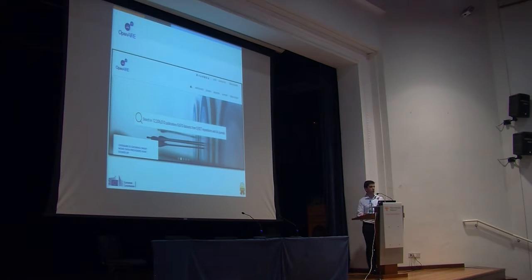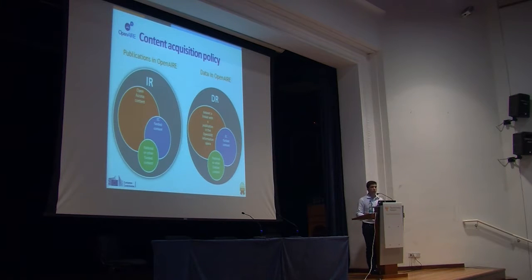Currently, the OpenAIRE system aggregates more than 12 million publications and more than 9,000 data sets from about 6,000 repositories and open access journals. In terms of content acquisition, in terms of the publications, the main focus of OpenAIRE is all open access content, also all content that is funded by the European Commission, and other kinds of resources, national or other funded content. In terms of data, data is linked with a publication in the OpenAIRE information system, and it also tries to collect EC-funded content, national or other funded content.